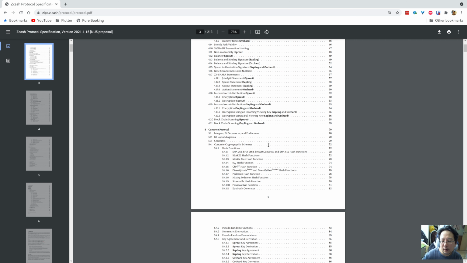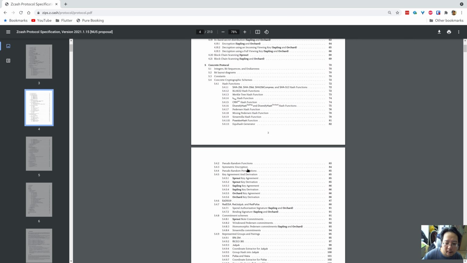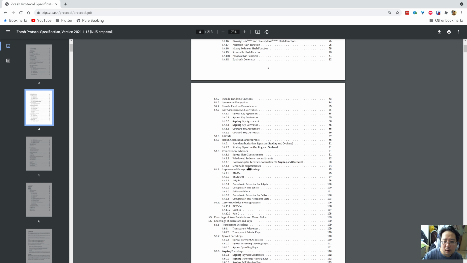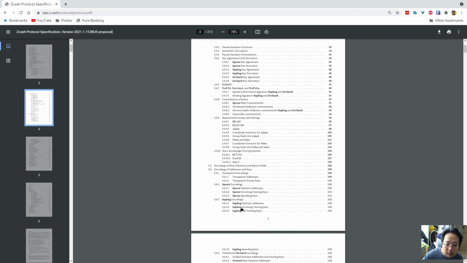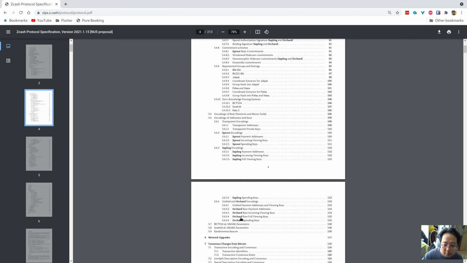The algorithm is called ChaCha20. There's another very popular one you may have heard of: AES, Advanced Encryption Standard. But this one uses ChaCha20. So that encryption key is then stored in the transaction, in the output. Sorry.